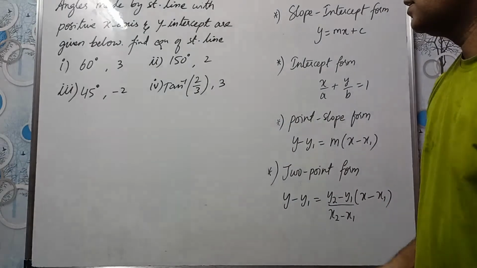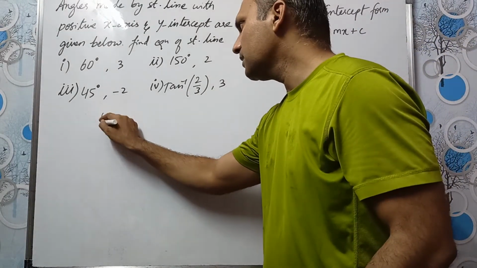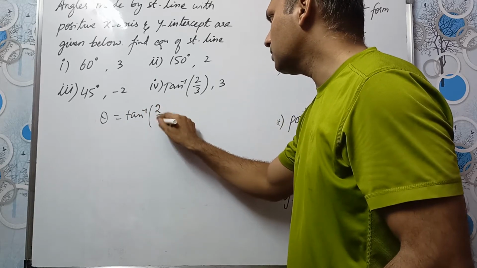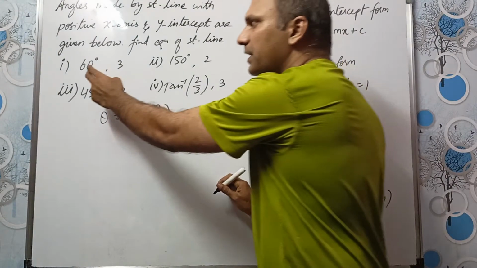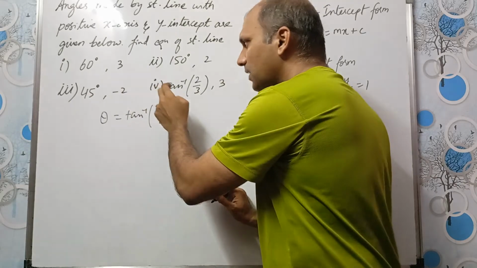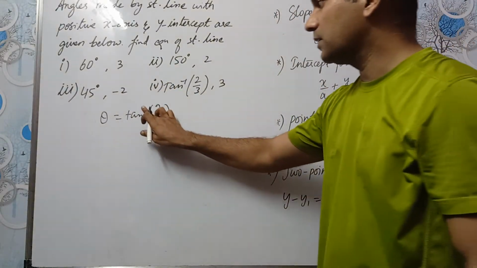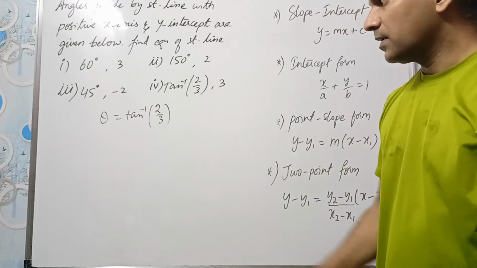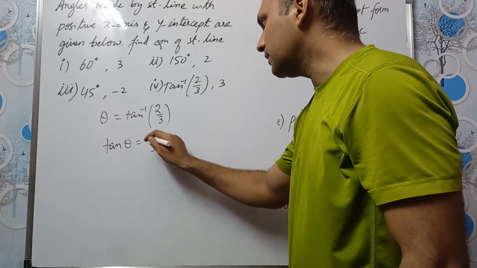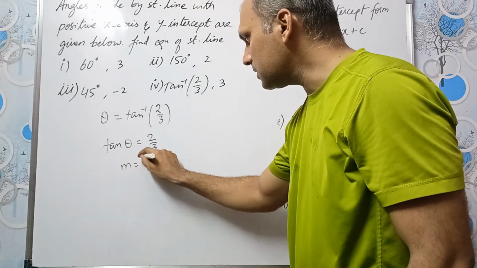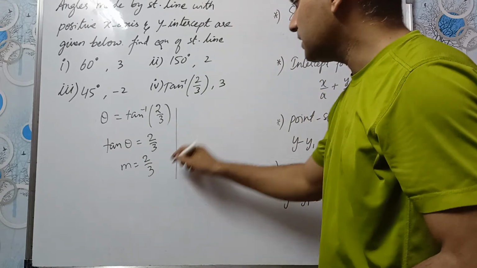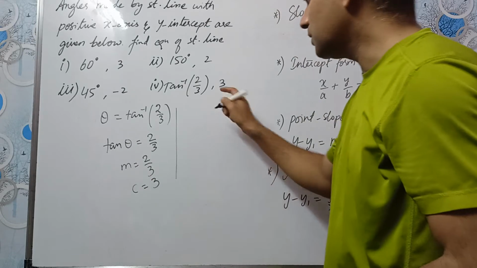Let us do this: theta is tan inverse 2 by 3. See, these are all theta values: theta is equal to 60, theta is equal to 150, theta is equal to 45. Now theta is equal to tan inverse 2 by 3 is given. This is an inverse, so tan goes here and it becomes tan theta is equal to 2 by 3. So tan theta is the slope. So the slope is 2 by 3 given to us, and the value of c is equal to 3.